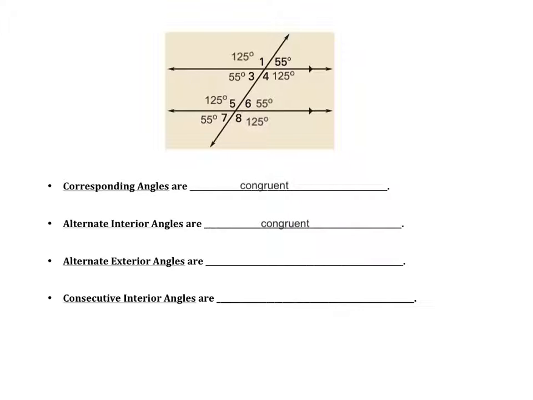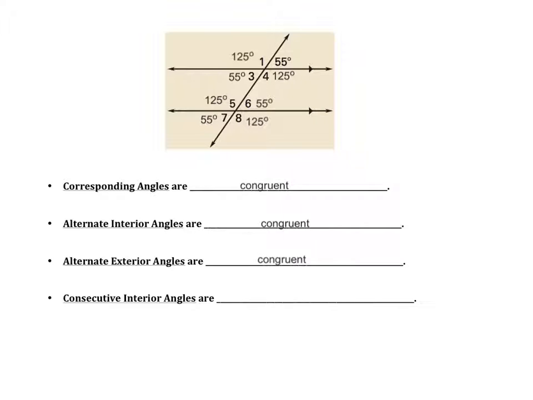Next, let's look at how alternate exterior angles are related when the two lines are parallel that are cut by the transversal. Alternate exterior angles are angles on the outside of the two lines, so angles up here and down here, and they are on different sides of the transversal. So angle 1 and angle 8 would be alternate exterior angles, and the 55-degree angle up here and angle 7 down there would be alternate exterior angles. Notice that 1 and 8 are congruent. They're both 125 degrees, and the 55-degree angle up here is the same as measure of angle 7 down here, 55 degrees. So we can conclude that alternate exterior angles are also congruent.